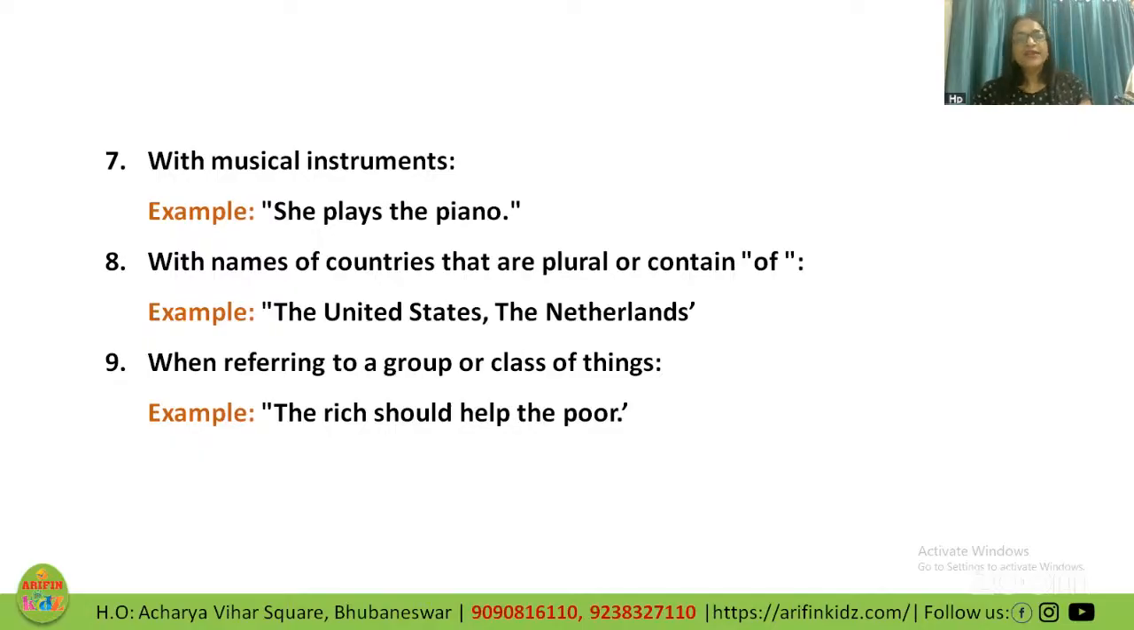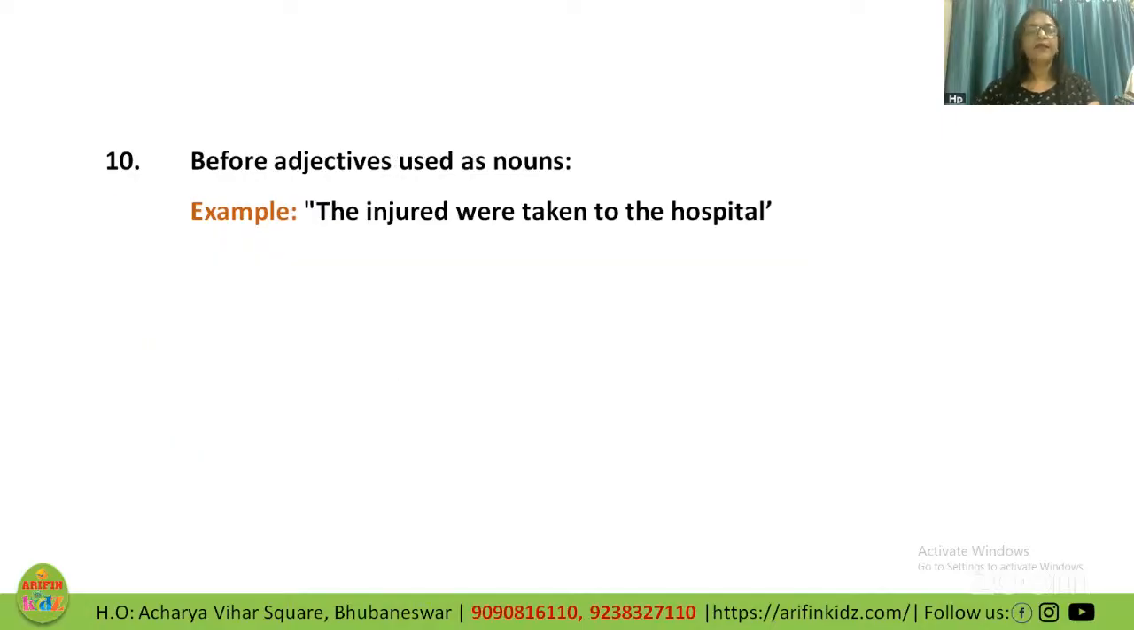And the United States of America, the United Kingdom, and the United Arab Emirates, it all consists of states and kingdoms. So it consists of common nouns. So only before these countries we use 'the', but we cannot use 'the' before any other country. Like we cannot say the China, we cannot say the Japan, we cannot say the India. It is wrong. Okay. Next, before adjectives used as nouns.